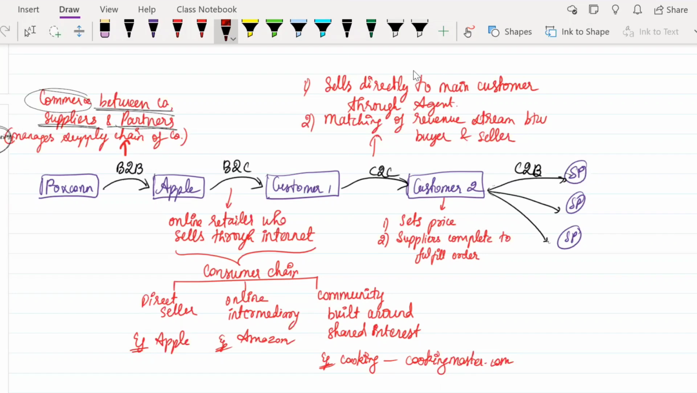iPhone's major components are manufactured by Foxconn only. Foxconn manufactures and provides the components asked for by Apple for their iPhone. So Foxconn is a business and Apple is also a business, and both are doing commerce. So this will be known as B2B commerce. Here the company, the supplier and the partners all come together and do the business.